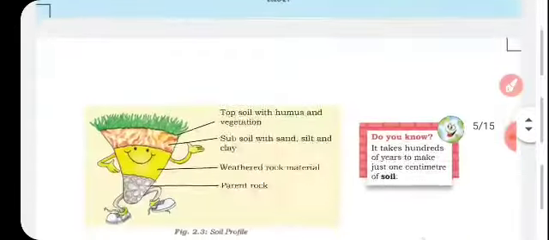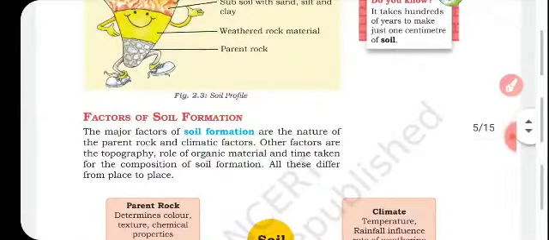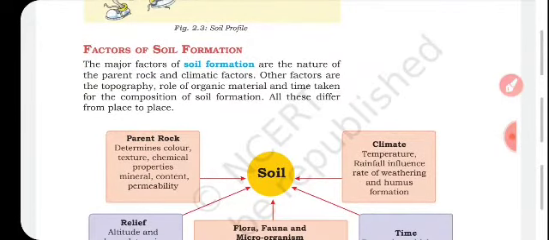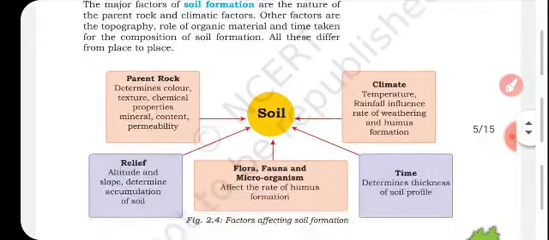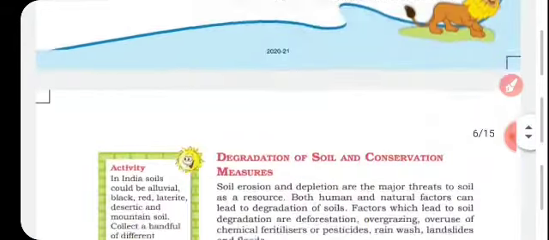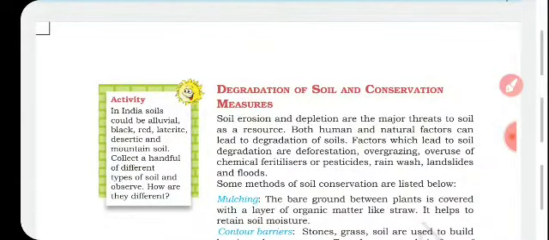Earlier we discussed land and soil. After that we also discussed the uses of land. Here we understood the factors of soil formation. What are they? Basically, the parent rock and climate. These two are the major factors for soil formation. And we also saw what the degradation of soil is, why this degradation is happening in the soil, and what the conservation measures are.